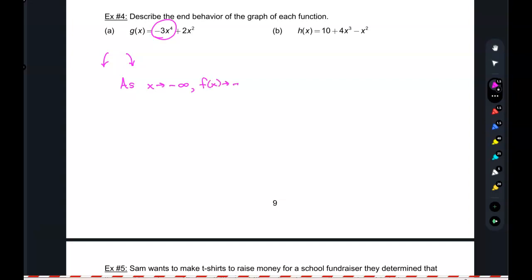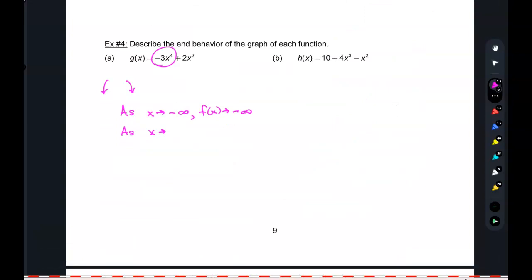Good. Did you guys write negative? Did you write y instead of f of x? It means the same thing. Oh, and actually, I just realized this says g of x. So as x approaches positive infinity, it's not named f of x, it's named g of x. If you want to put y, you can name them all y. Because if we look to the left, to the right, doesn't matter. It's all just going to negative infinity.